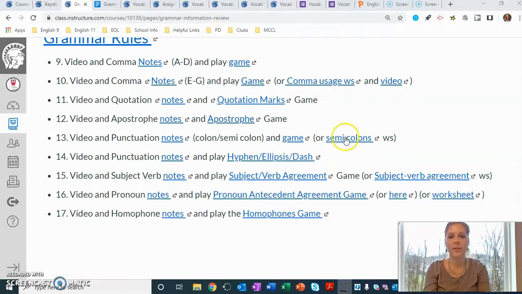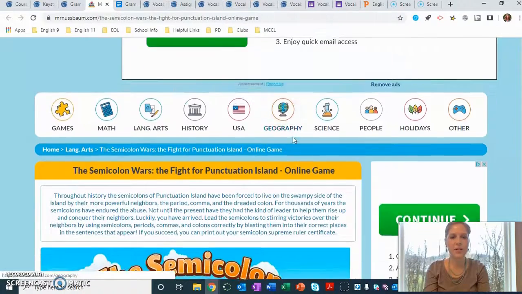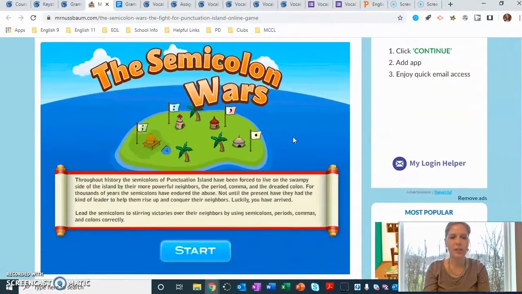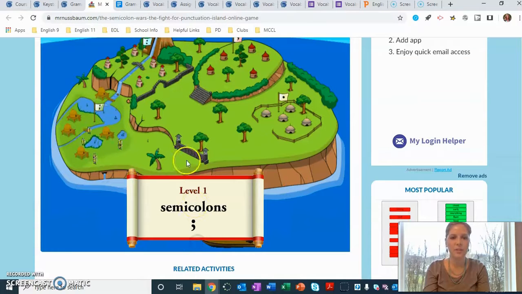Alright, so I have a game for semicolons you can play. In Punctuation Island, you try to use cannons to beat down the wall.